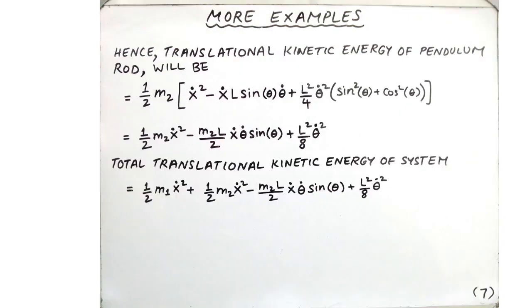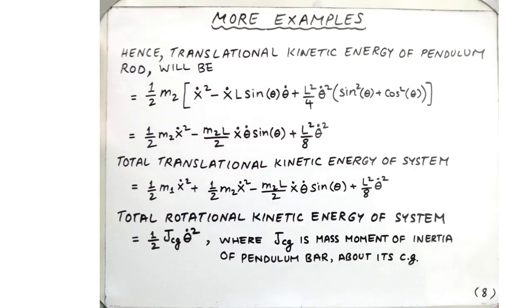Next, we add another component of the translational kinetic energy, this time due to the translational motion of mass m1. So the new term has been added to the existing expression for the kinetic energy. This new term is half times m1 x dot square. Once the expression for total translational kinetic energy of the system is obtained, we next proceed to the total rotational kinetic energy of the system.